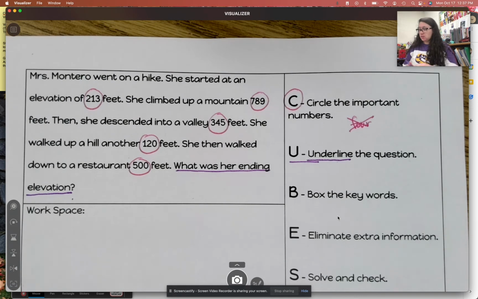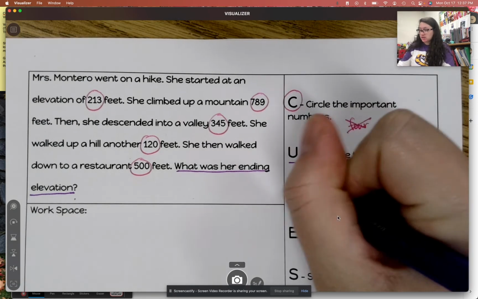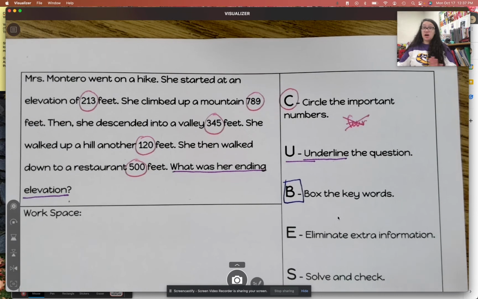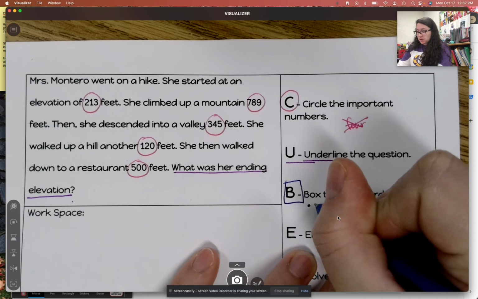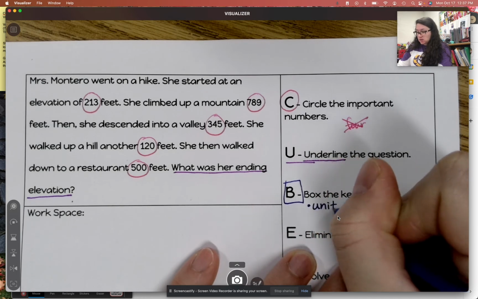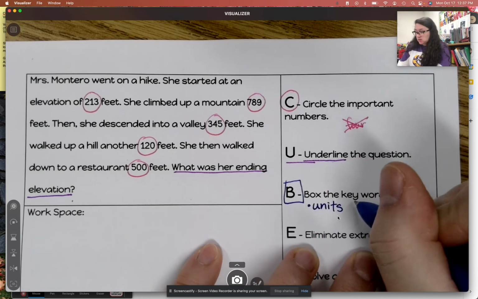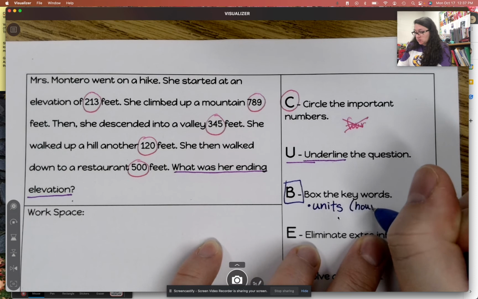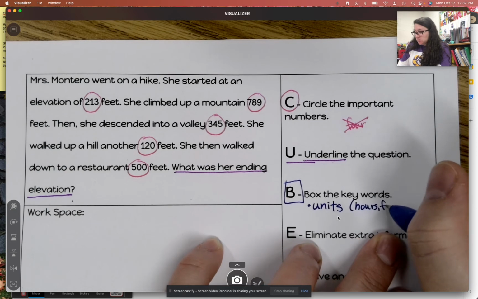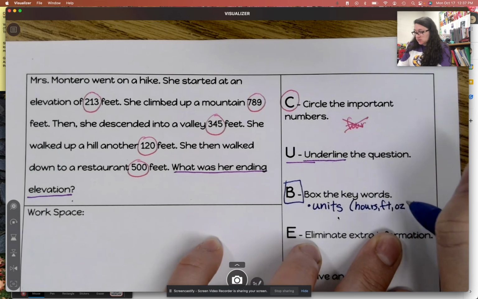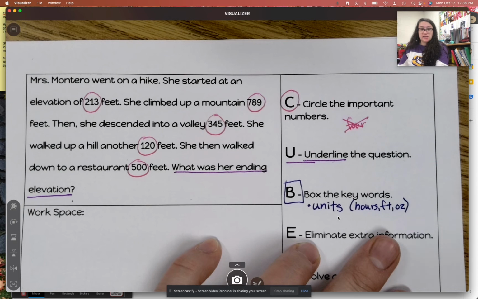Next, we want to go through and we want to put a box around the key words. Not every word is important. There are only 3 kinds of words that are important. The first one are units, ways that we measure things. So like hours, or feet, or ounces. Those are all units, ways that we measure things. In 7th grade, you'll have to convert between different units, so it's important that we know which ones we're working with.